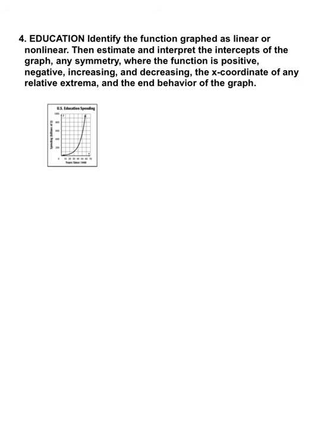A graph of education spending. So first question, identify the function graphed as linear or nonlinear. Linear. Is it in a straight line? Wait, no, not linear. Nonlinear. Draw the graph. You don't have to. Then estimate and interpret the intercepts of the graph. So this one's going to be kind of hard. So I'm going to come back to intercepts for a minute.